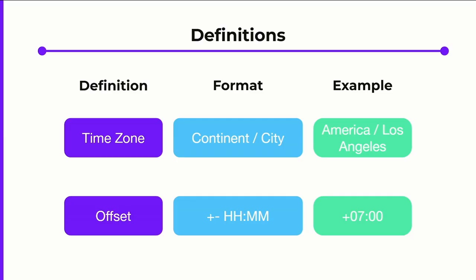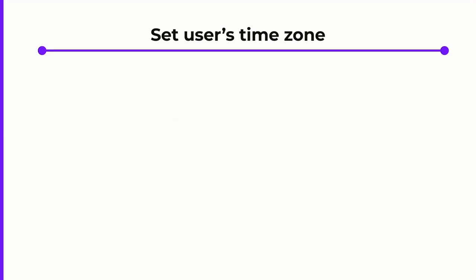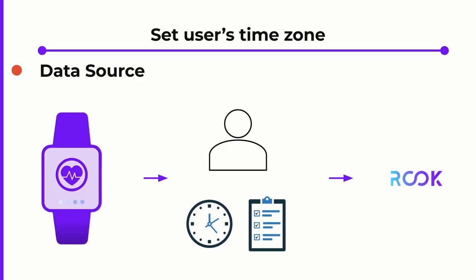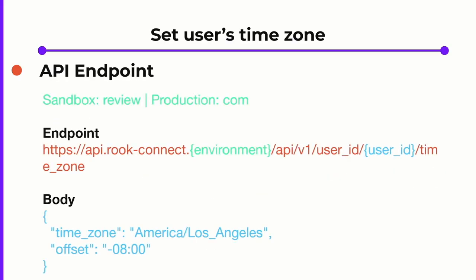ROOK provides multiple ways to obtain the user's time zone to ensure correct data extraction, following this flow. 1. From the data source. When extracting data, the source may provide the user's offset. With this information, ROOK can determine the correct extraction time according to the user's local time zone. 2. By API endpoint. If the source does not provide it, ROOK offers a POST endpoint to configure the user's time zone. You must provide the user ID in the path, and the time zone and offset in the request body.